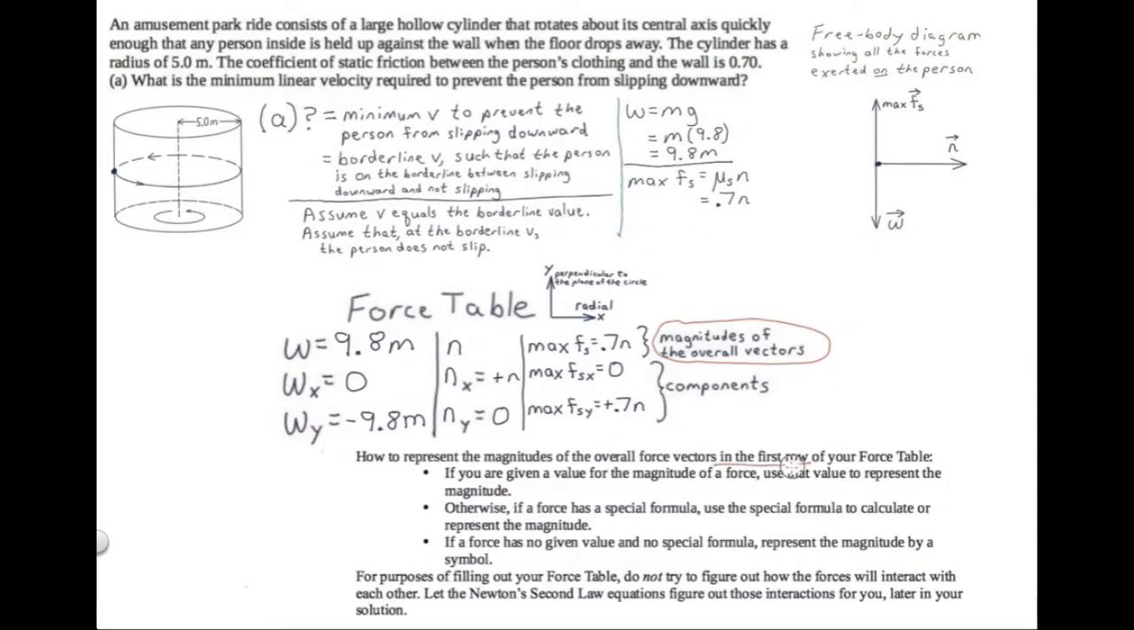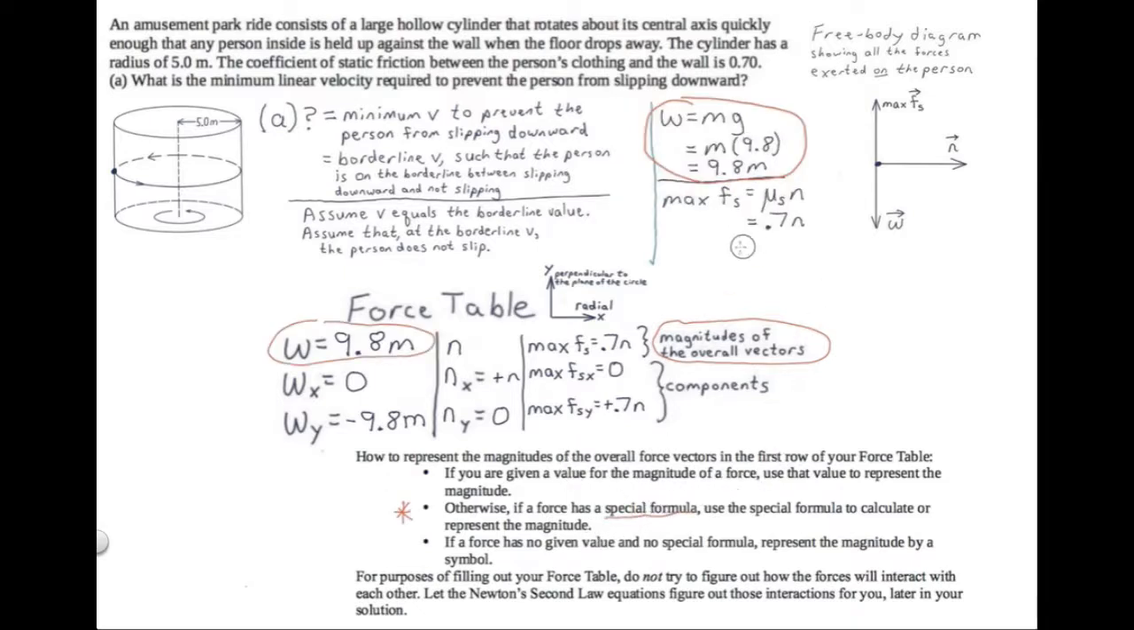In the first row of our force table, we represent the magnitudes of the overall force vectors. In this problem, we are not given a value for any of the forces. We have a special formula which we can use to represent the magnitude of the person's weight. Now, this problem does not tell us the person's mass, so we will continue to use the symbol lowercase m to represent the person's mass. Keep in mind that this symbol m does not stand for meters. Instead, it stands for the person's mass.